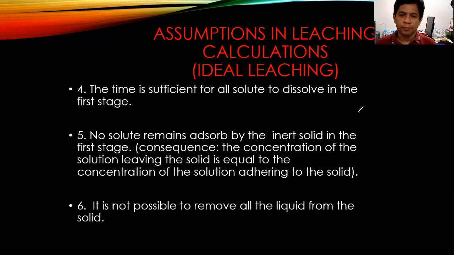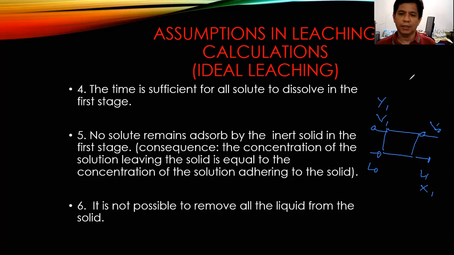Ito, halimbawa ito yung stage, no? So, we usually call this L sub O, tapos ito L sub 1. Tandaan nyo pa yung mga notation sa leaching. This is B sub 2, B sub 2. This is B sub 1. Halimbawa, ang concentration ng B sub 1, Y sub 1. Tapos ang concentration ng L1 ay X1. No? So, ang sinasabi ng ideal leaching assumption, Y1 is equal to X1.